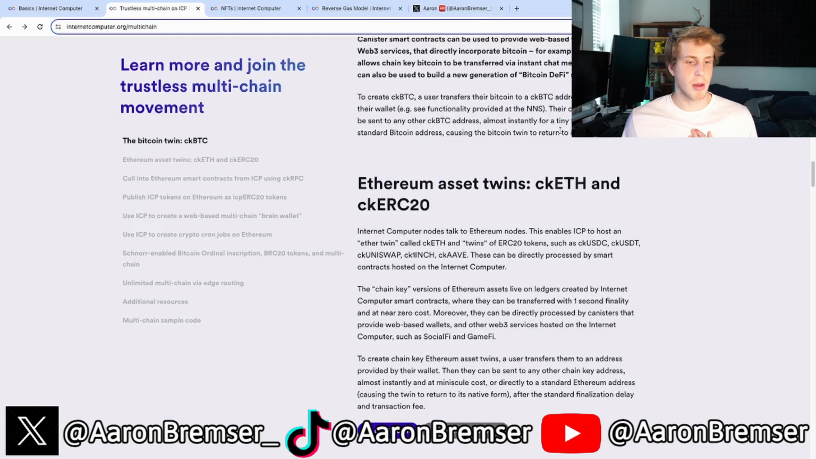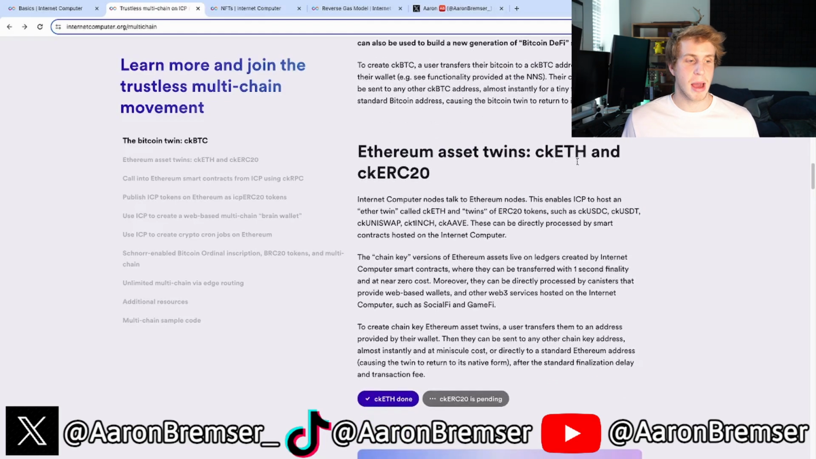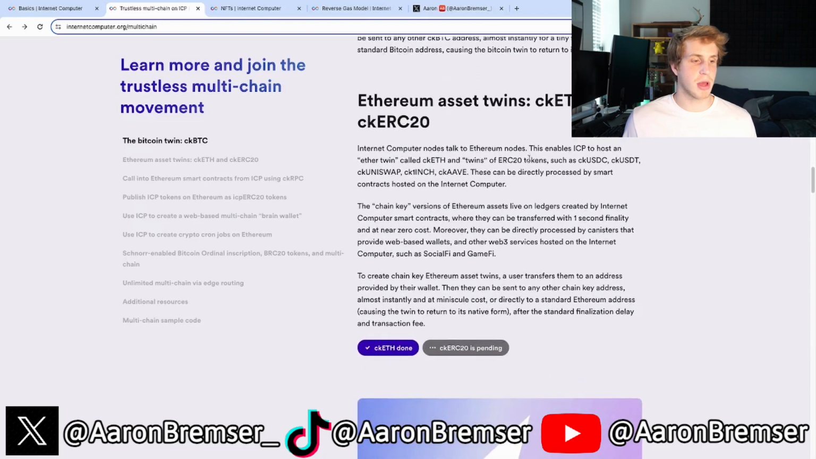Now, let's talk about the Ethereum asset twins that came out of the Ethereum integration. We have the internet computer nodes talk to Ethereum nodes, which is the internet computer Ethereum integration. This enabled ICP to host an Ether twin called CKETH and twins of ERC20 tokens such as CKUSDC, CKUSDT, CKUniswap, CK1inch, CKAave, and pretty much any of these ERC20 tokens can be turned into a chain key token.